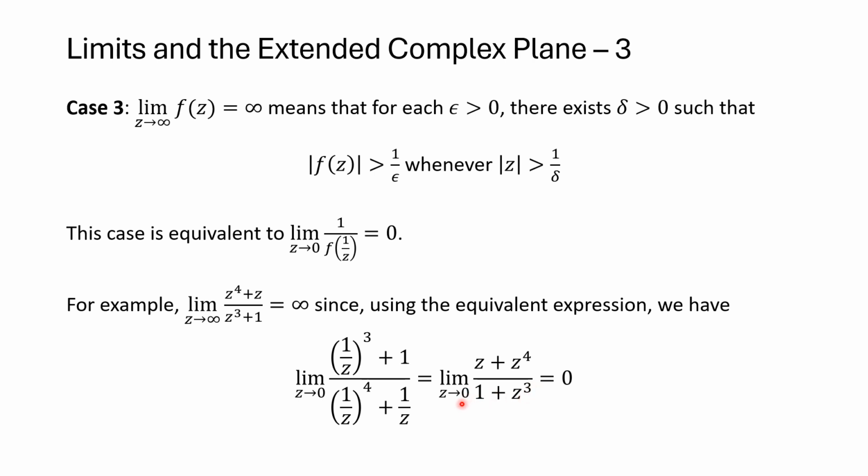Then we put in z equals 0, and you get 0 plus 0 over 1 plus 0, and that equals 0. And you kind of guessed that was going to be the case because you have a higher power of z on top and a lower power on the bottom. And you would expect that to go off to infinity, and in fact it does using this equivalence.